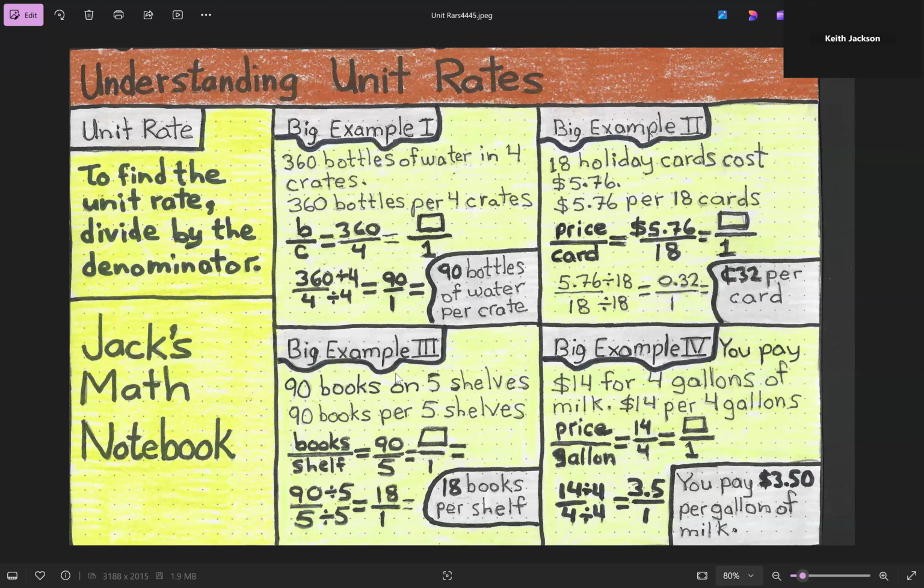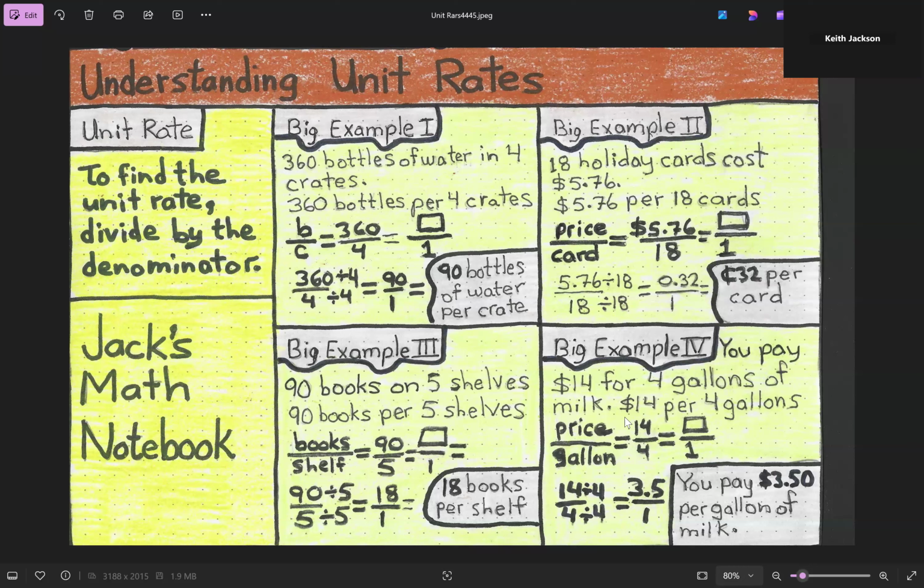Now let's move on to big example 3, in which we have 90 books on 5 shelves, and the rate is 90 books per 5 shelves. We want to find out how many books can fit on one shelf, and we can do that by dividing by the denominator. Let's set up the ratio of books to shelves, so we have books on top, shelves on the bottom. We're going to divide by 5 to find out how many books fit per shelf. 5 divided by 5 will give us 1, while 90 divided by 5 will give us 18. So we know that 18 books can fit on one shelf.